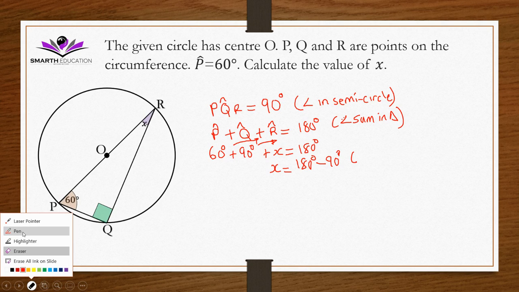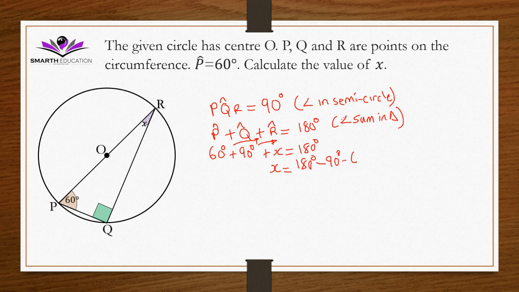So it's minus 60 degrees. Okay, 60 degrees. And then what do you get? 180 minus 150, that is 30 degrees. So X is equal to 30 degrees. Okay, right, done. You see that? Was it difficult? No, it wasn't.